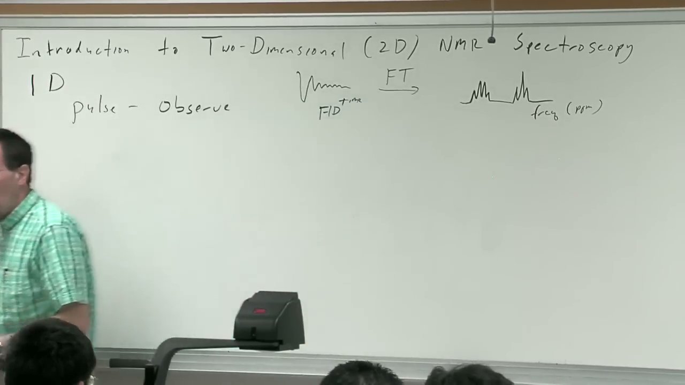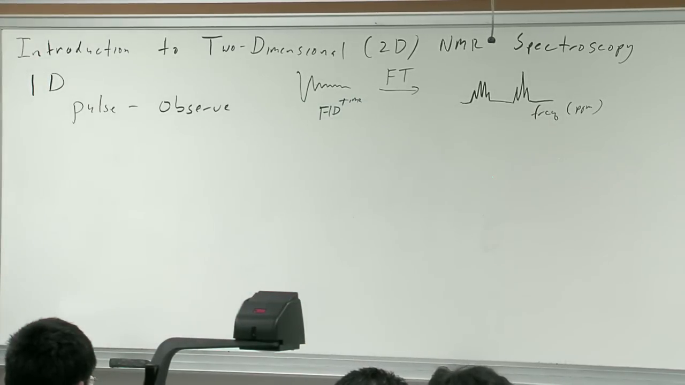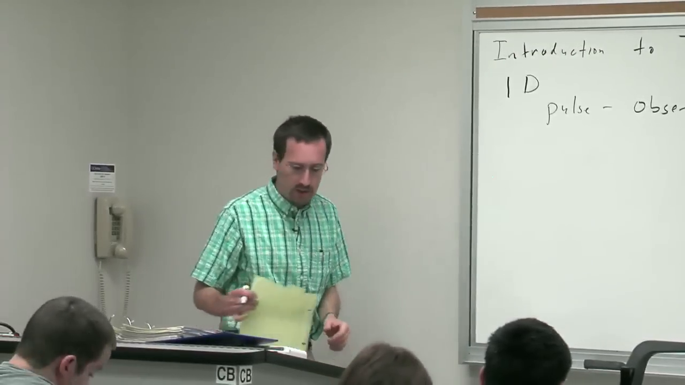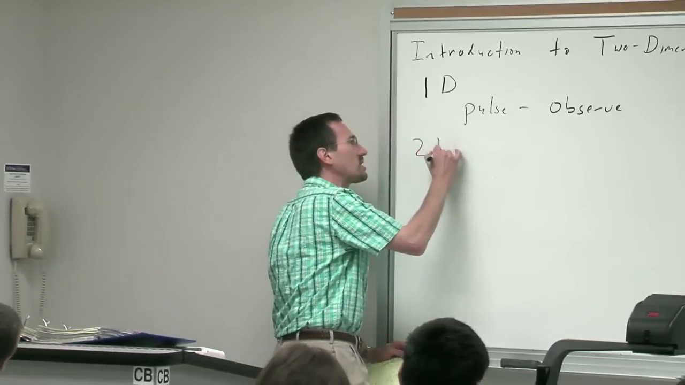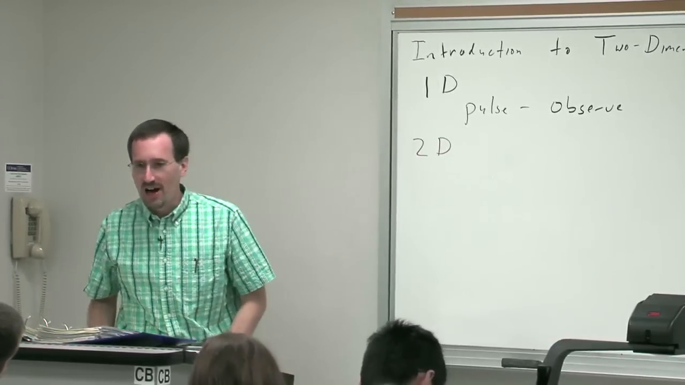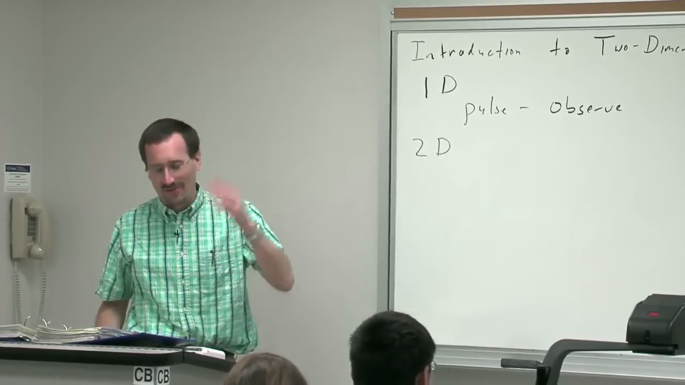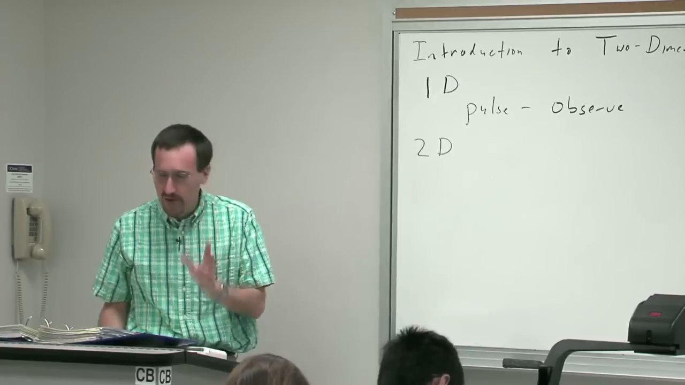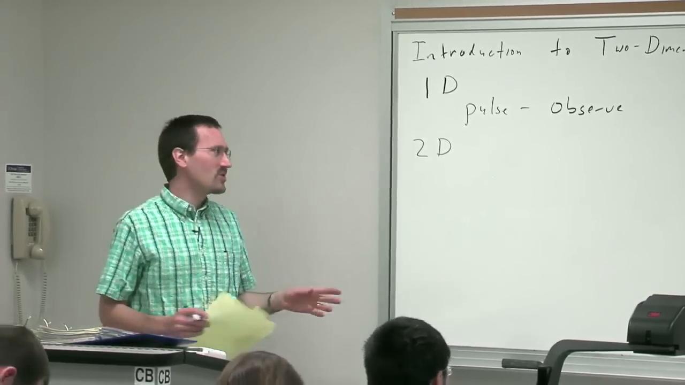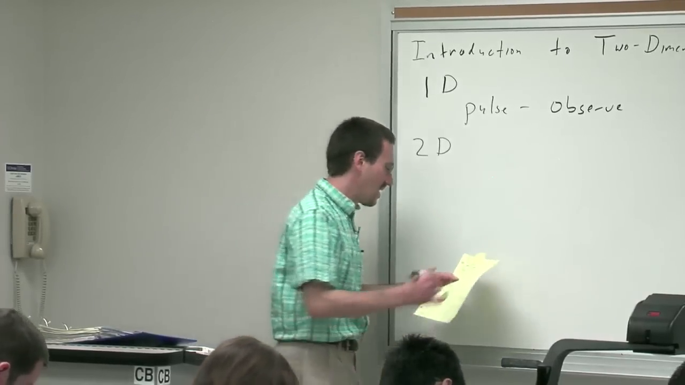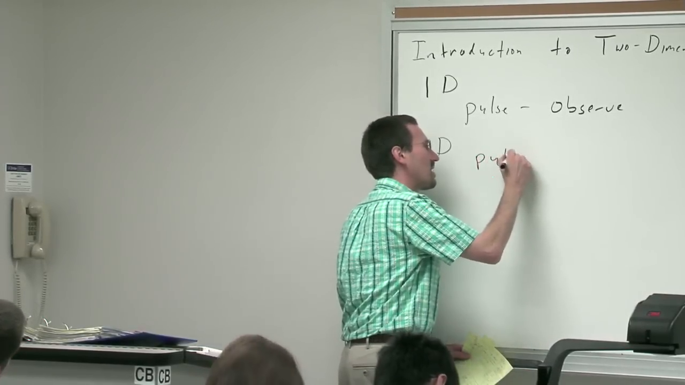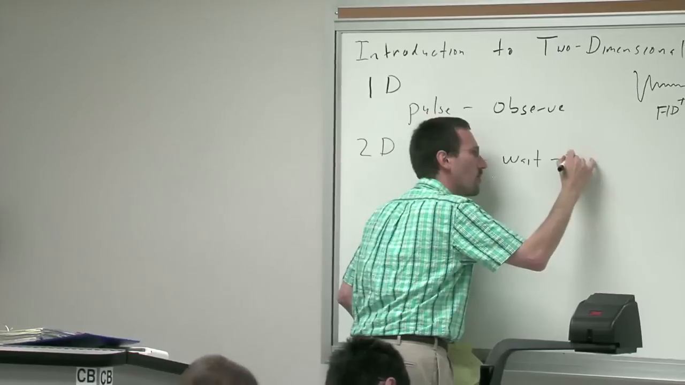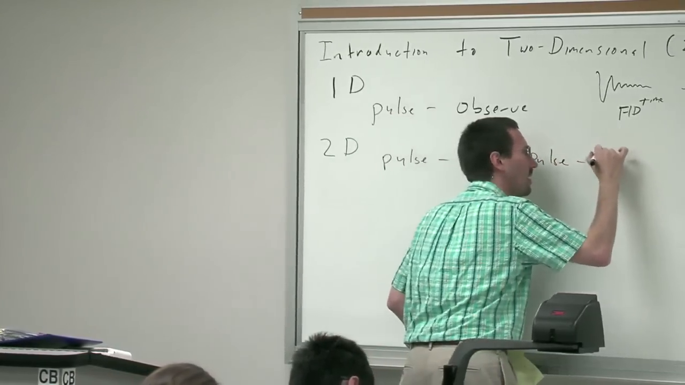Now, in 2D NMR, you get two time dimensions in the FID, and they get transformed into two frequency domains. Just as I have given you my simplified version of an NMR spectrometer, an IR spectrophotometer, and a mass spectrometer, I'll give you my simplified version of a 2D pulse sequence. A 2D pulse sequence is going to be pulse, wait, pulse, observe.